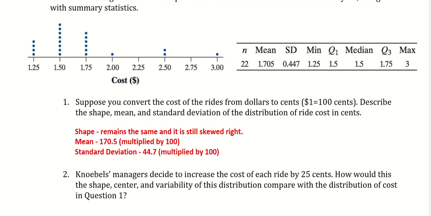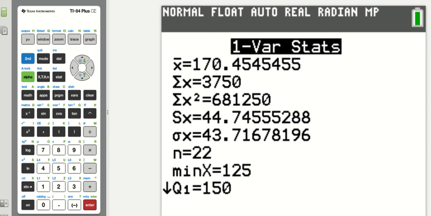It's super important that you take the time to plug these data into your calculator so that you can actually see firsthand what's happening. Now let's move on to number 2. Number 2 wants us to take the data from number 1, which was already multiplied by 100, and to increase the cost of each ride by 25 cents. Well, that's a plus 25 cents, right? So let's go to our calculator.